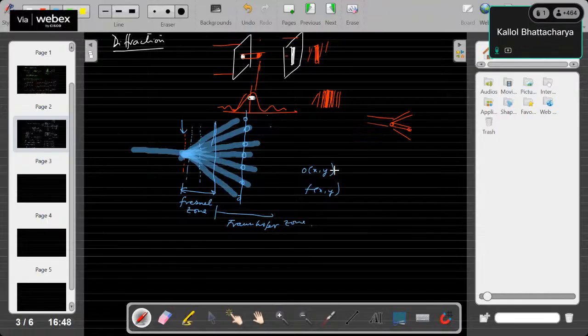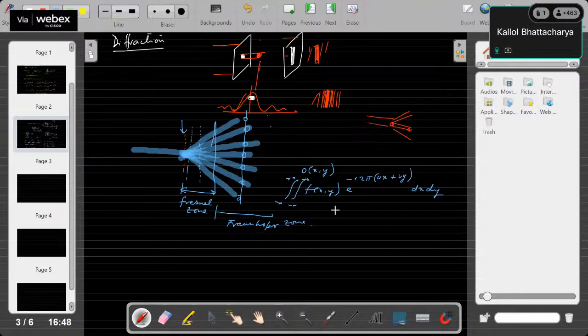So if the object is f(x,y), let's say, then its Fourier transform is given by the double integral from minus infinity to plus infinity of f(x,y) e to the power minus i twice pi (ux + vy) dx dy.